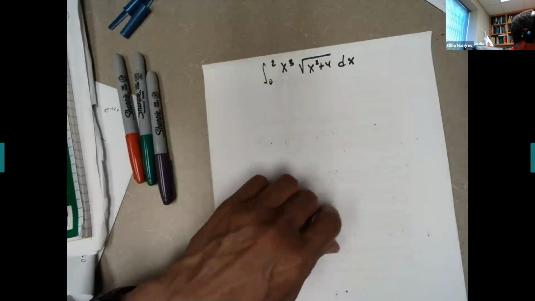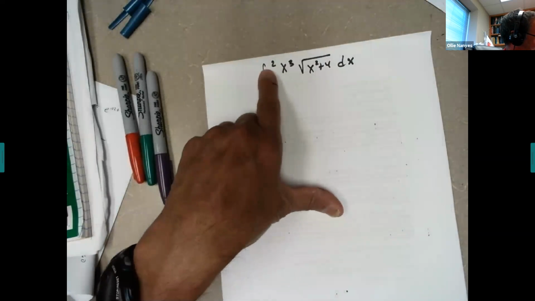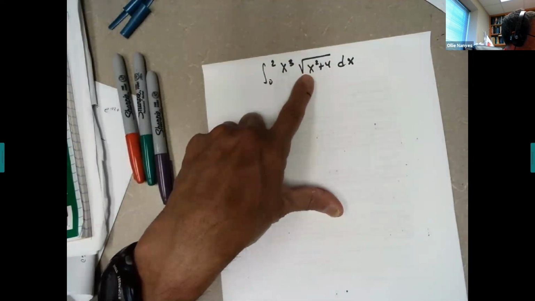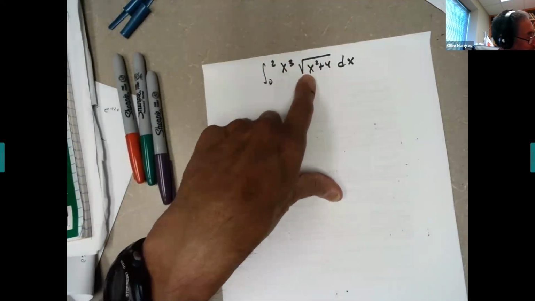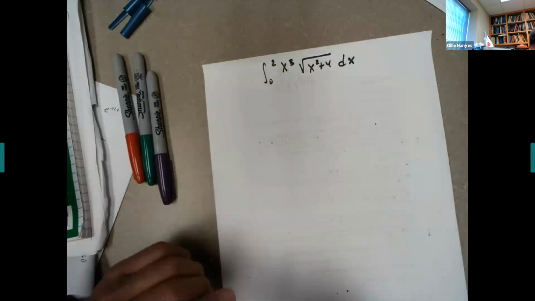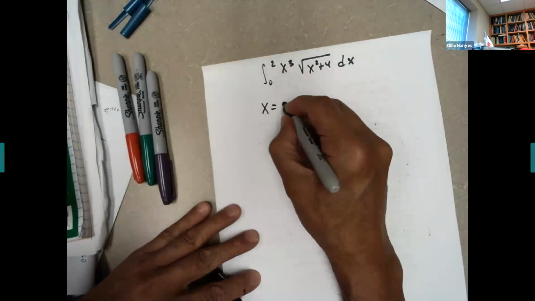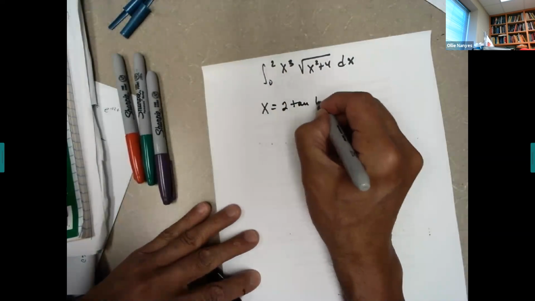Now this problem here. We have an x cubed and its definite integral. And if you look at the definite integral, this really looks like a mission for the tangent function. So I might try letting x equal 2 tangent of t.